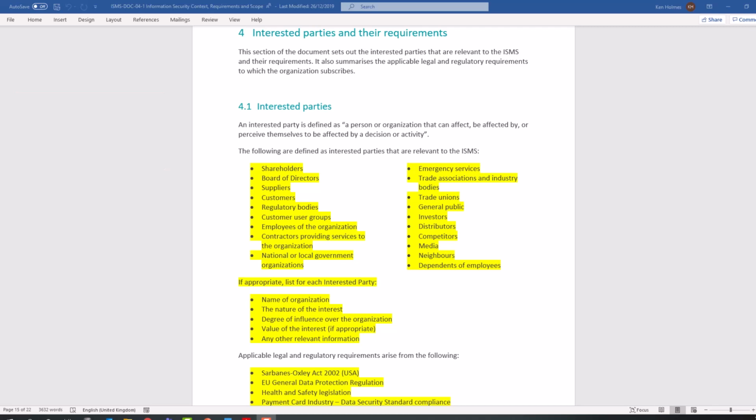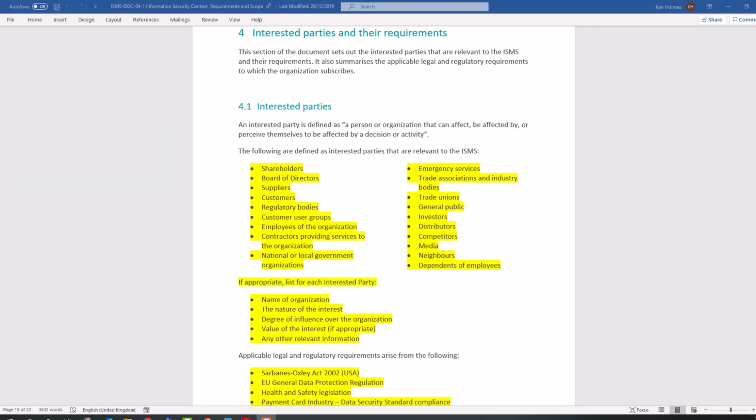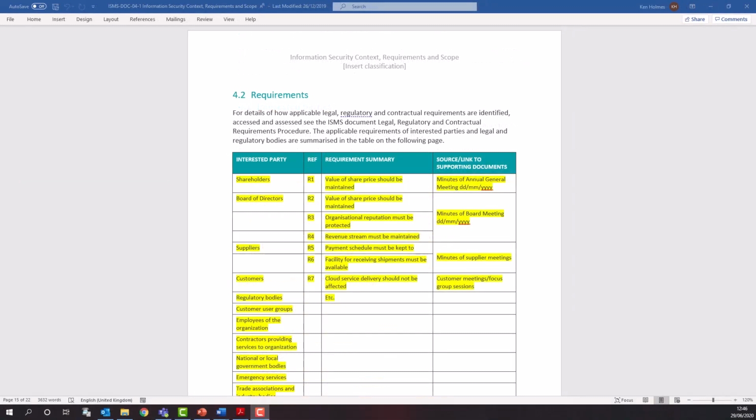The toolkit document, Information Security Context Requirements and Scope, gives an initial list of who might be included as your interested parties, but there may be more or less depending on your circumstances. Once identified, it's a case of thinking about what the nature of their interest is. How would they define success in information security terms? A high share price? Continued employment? Not having their personal data spread across the internet?